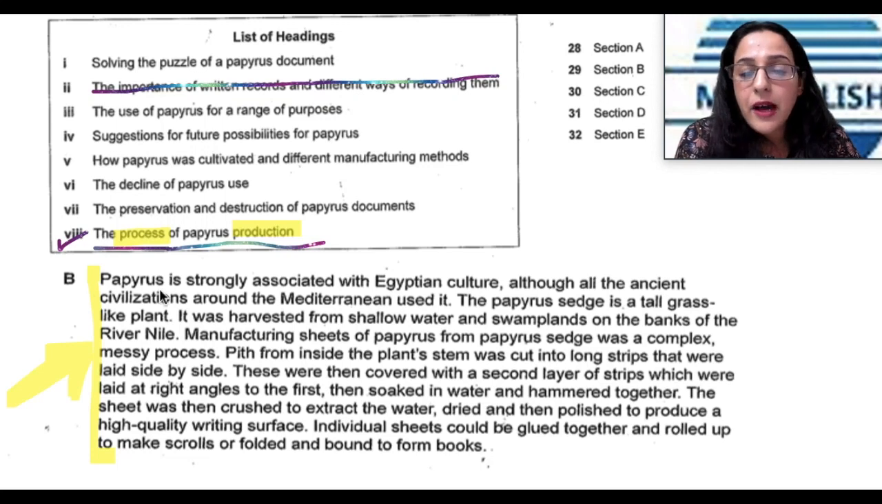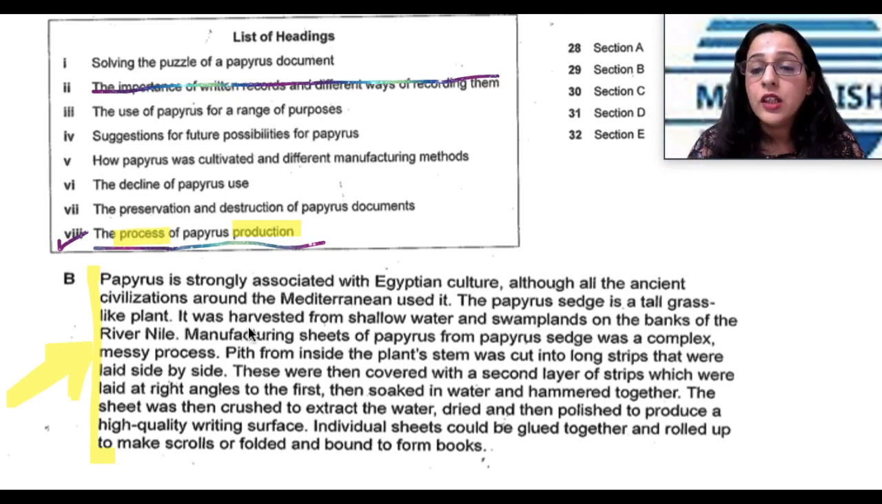If you read this paragraph, you will find, in fact, the first sentence is not useful at all as far as the topic is concerned. The process of papyrus production, right? Papyrus is strongly associated with Egyptian culture, although all ancient civilizations around the Mediterranean used it. So nothing in the first sentence at all. The papyrus sedge is a tall grass-like plant.